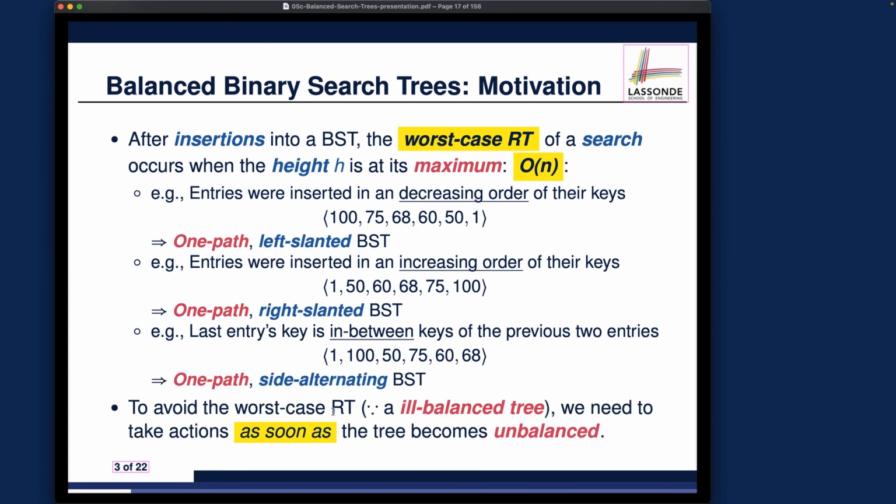So to really avoid the worst case running time, like an zero balance tree, we're going to define what the balance property really is in a moment. And we need to take actions as soon as the tree becomes unbalanced, meaning that whenever you want to insert or delete some node into the tree or from the tree, you want to make sure if the insertion or deletion results in an ill-balanced binary search tree, you want to restore the balance right away. That's something we'll talk about in the next part.